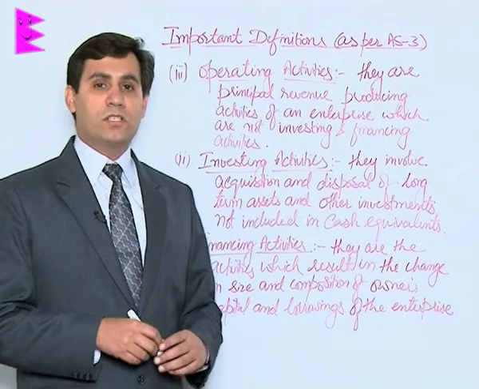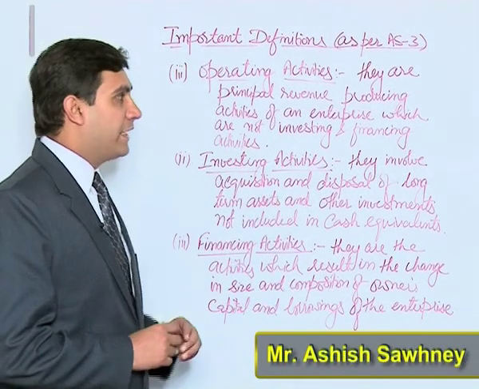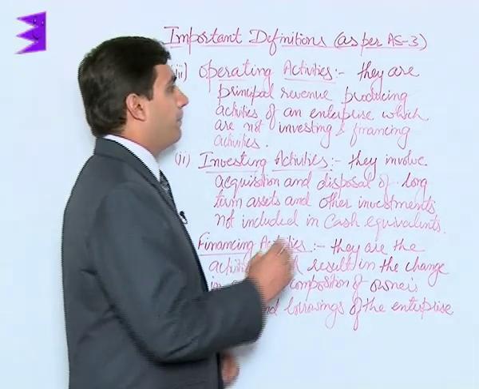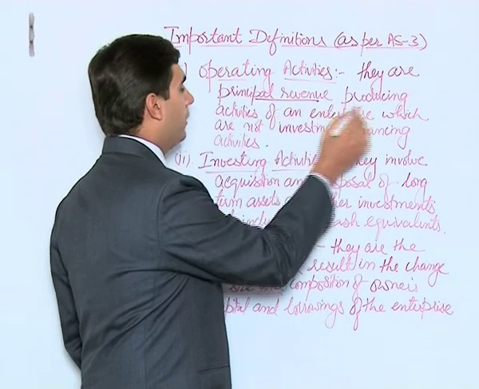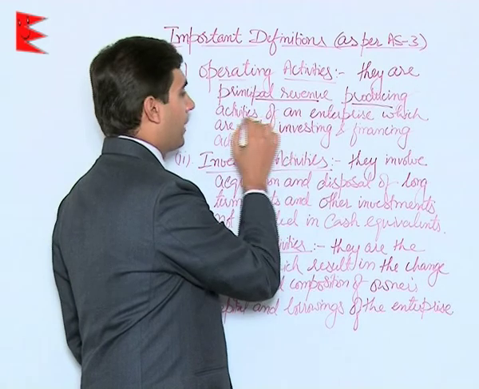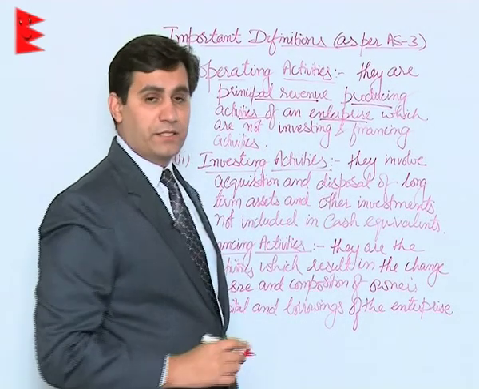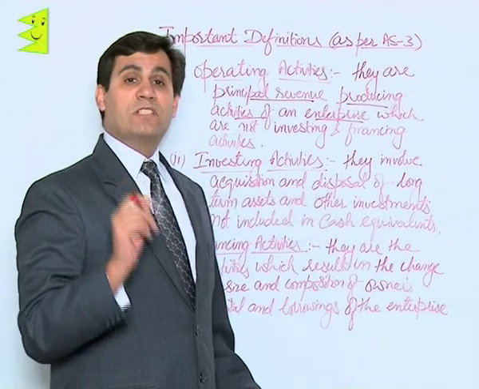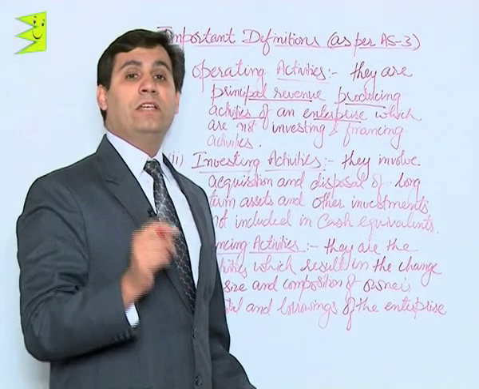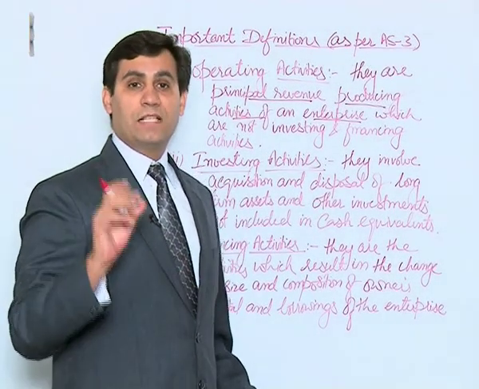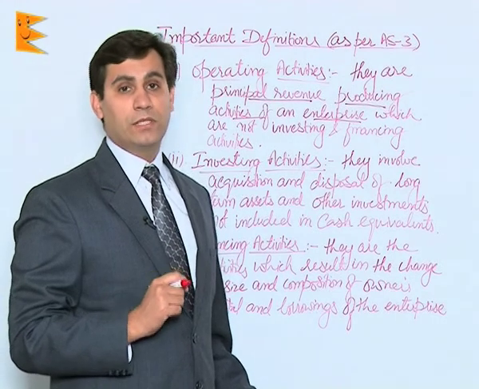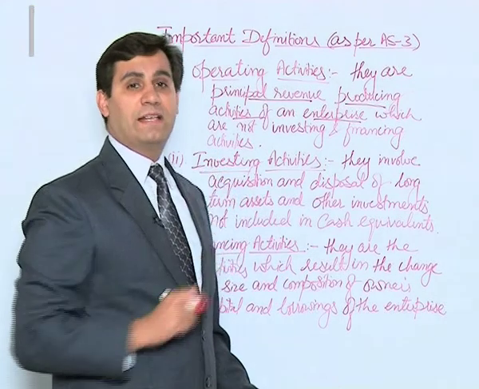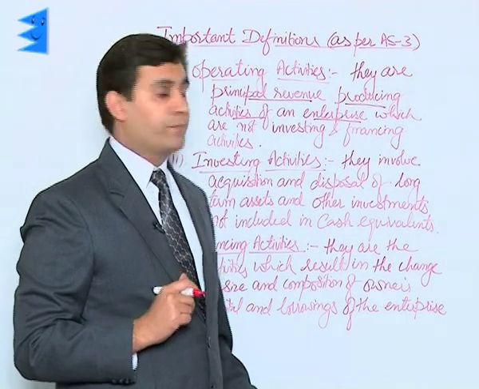The next definition is operating activities. So what are operating activities? They are principal revenue producing activities of an enterprise. So now students, they are the activities which are responsible for revenue generation in a business. They are the primary activities of this particular enterprise and they should not be of investing or financing nature.